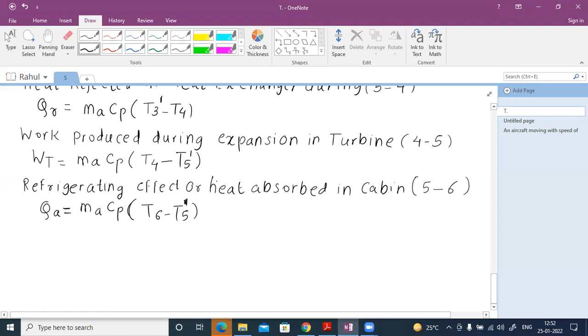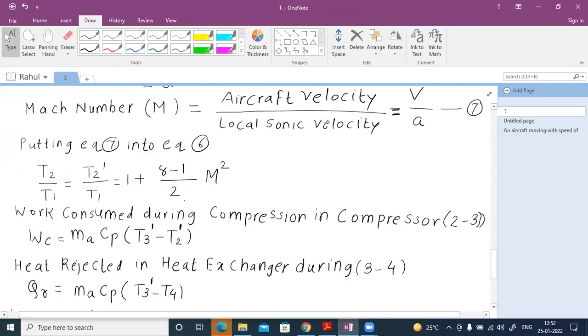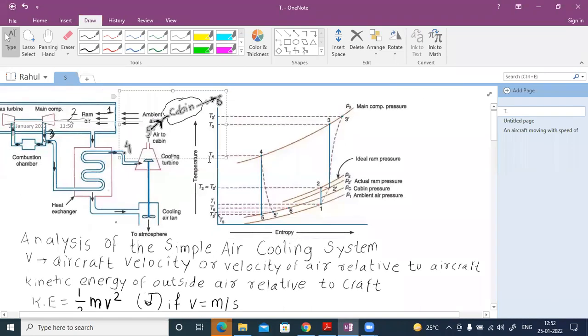Yes, sir. If you want, I will repeat. The air supplied to the cabin abstracts the heat from the cabin. When air abstracts the heat from the cabin, the air gets heated, which means the temperature of the air increases from T5 to T6. But what happens to the temperature of the cabin? The cabin gets cooled, because when you remove the heat from the cabin, it gets cooled.